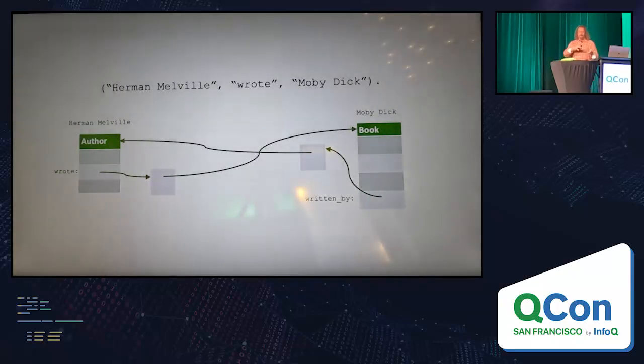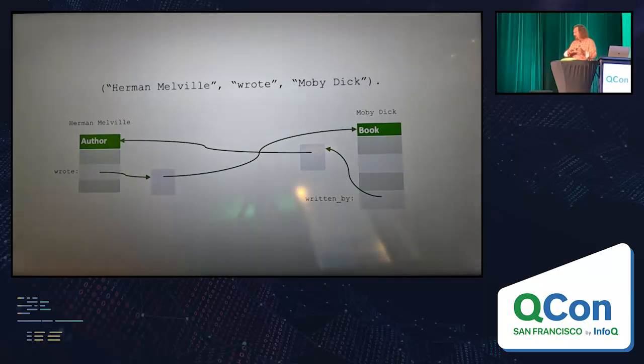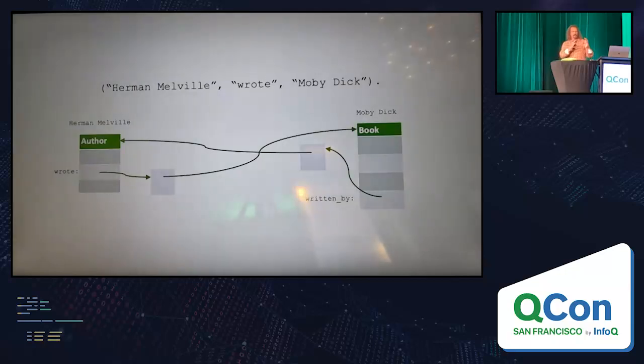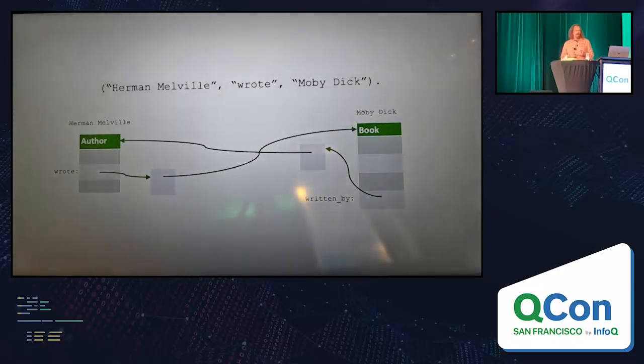So when you're programming with structs and pointers, what you're really doing is working with a hand-built inverted index of the underlying relation, right?